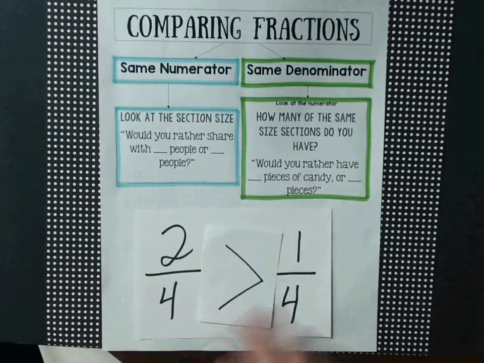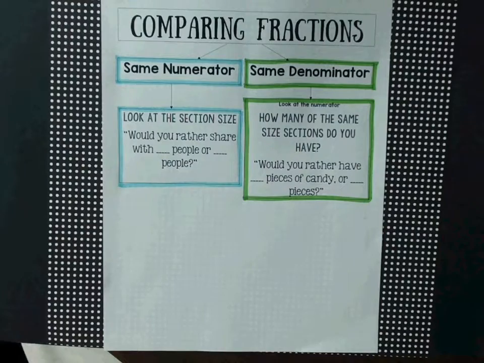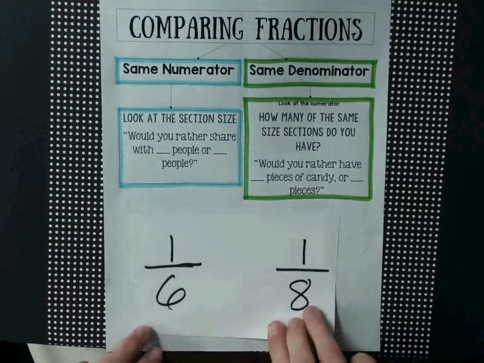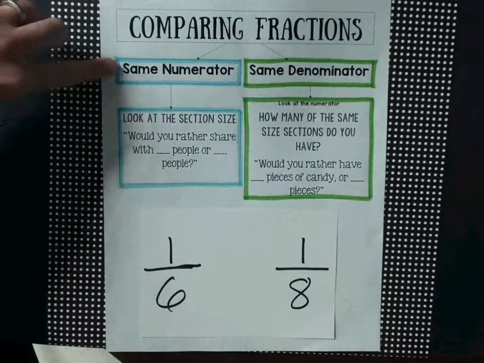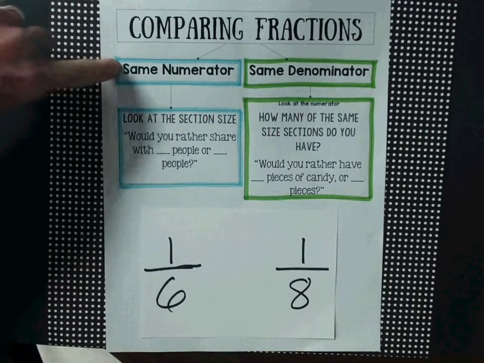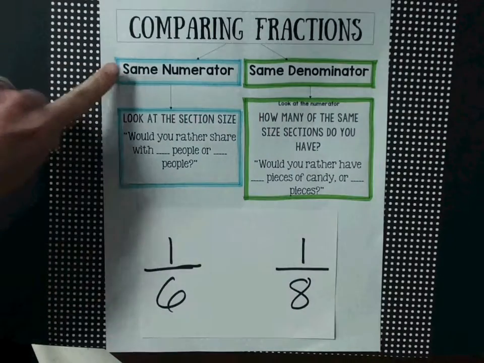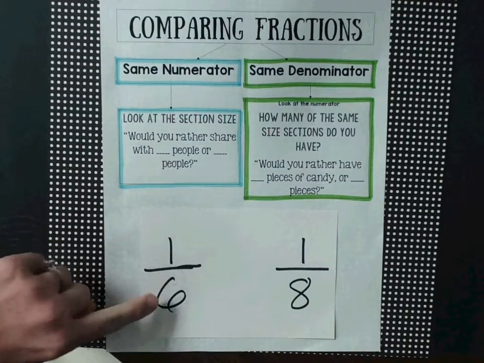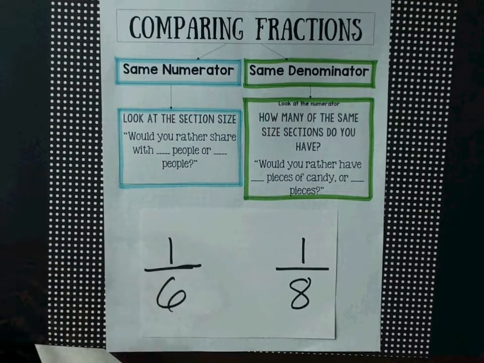When you have the same numerator, your top numbers are the same. So you're going to choose the same numerator strategy. When you choose the same numerator strategy, you are worried about the size of those sections.